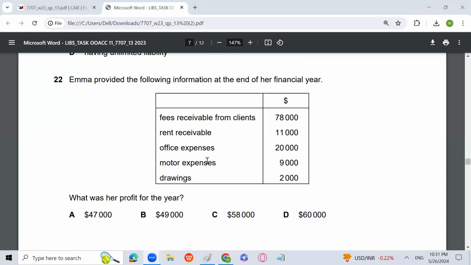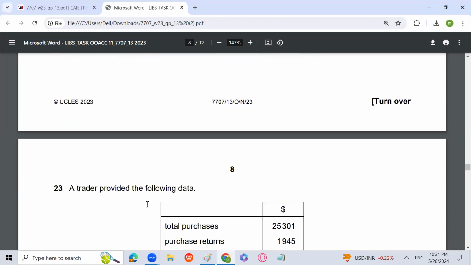Rent is income, these two are expenses. Drawings won't come because the examiner is asking for the profit, not for capital. Drawings usually come in the statement of financial position. It does not affect the income statement at all or the profit.